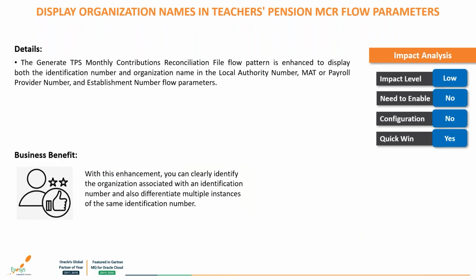Next is display organization names in teachers pension MCR flow parameters. So post 22A, when the MCR is run, the parameters would show both the organization name and the identification number to eliminate confusion in case we have recorded the same local authority number on multiple academies in our system.